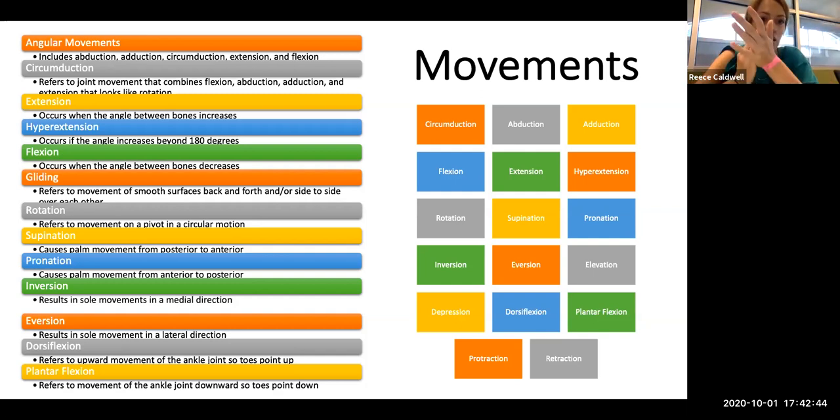So get these down. So angular movements is just looking at a group of movements.